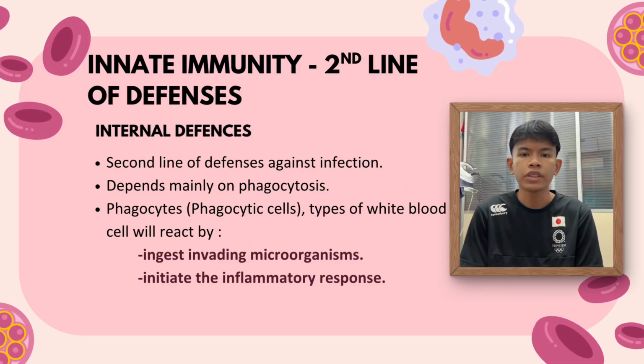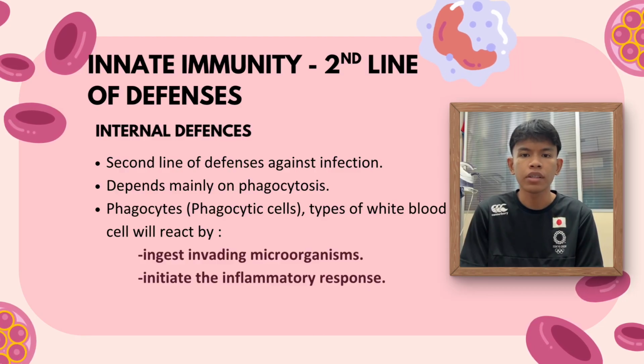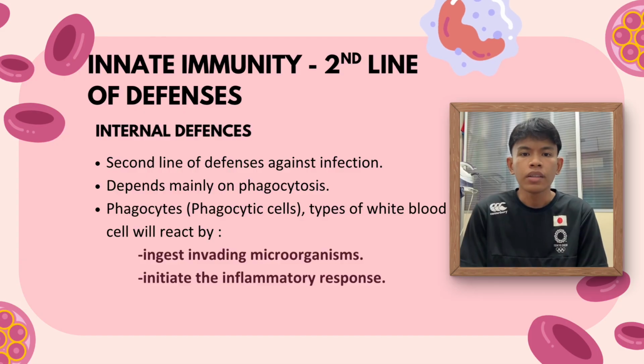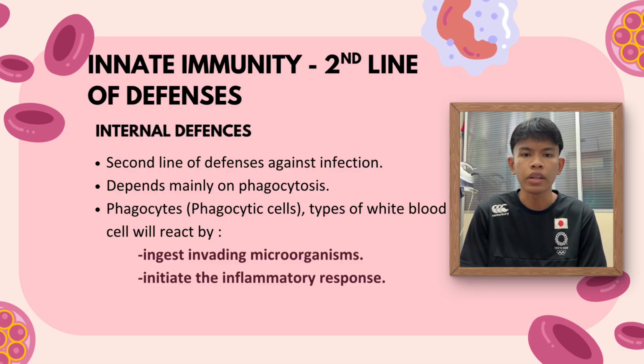Building on what we've just discussed regarding the body's external barriers, let's move deeper into the internal defenses. The second line of defense against infection is a critical part of our internal protection. This stage depends mainly on a process called phagocytosis.